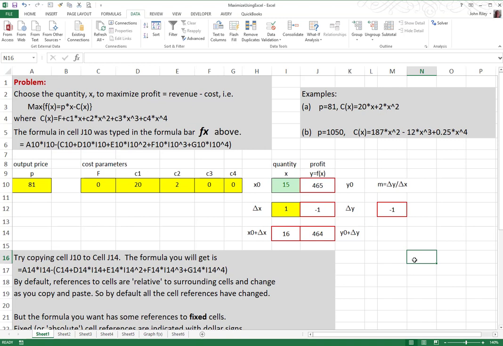So we've made some progress. We could make this increment smaller and smaller and work our way: if it's positive, make an increase in x. If it's negative, make a decrease in x. And we could feel our way to the maximum. But I've got a better way. So let's have a look at the second sheet.